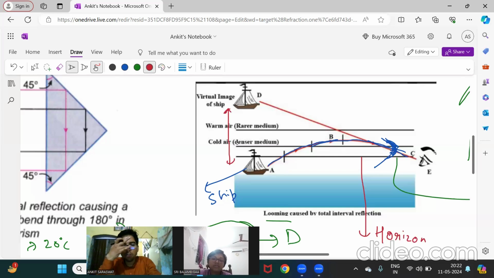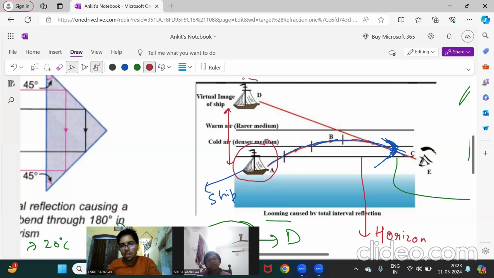You can see this when you are going to a beach, then watch some ships or a harbor. You will just go and see the ships in a harbor point. Actually, the ship is at the horizon, but you will see the virtual image. You never see the actual image. You never see this thing.